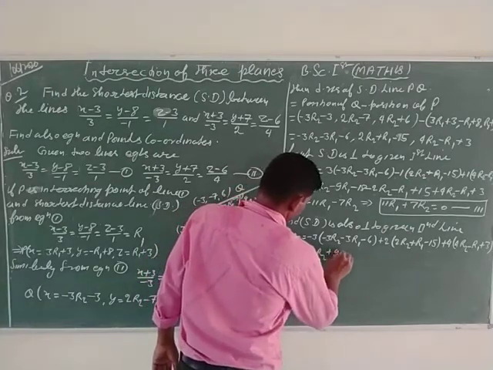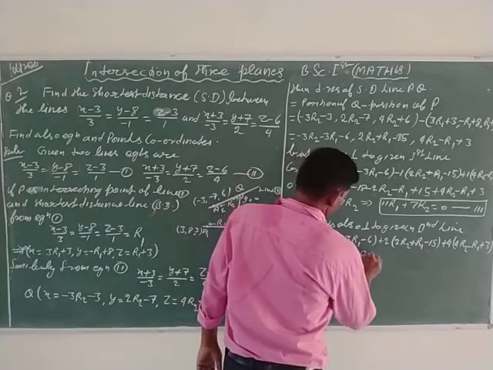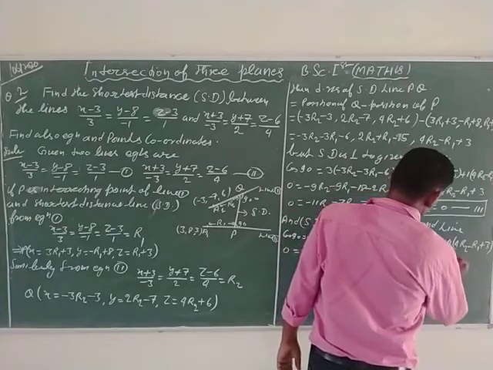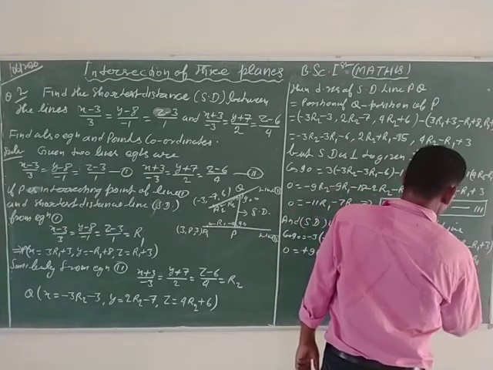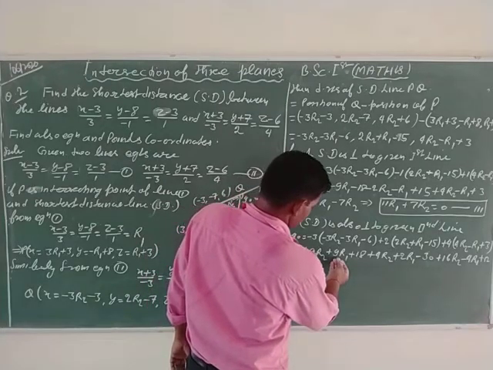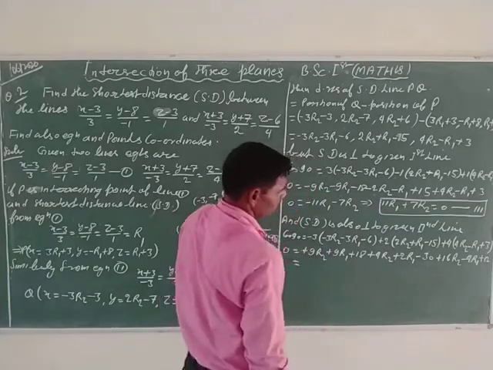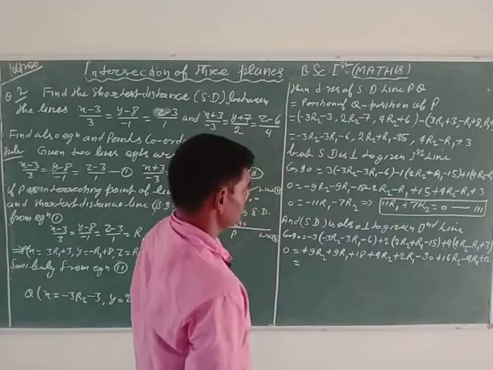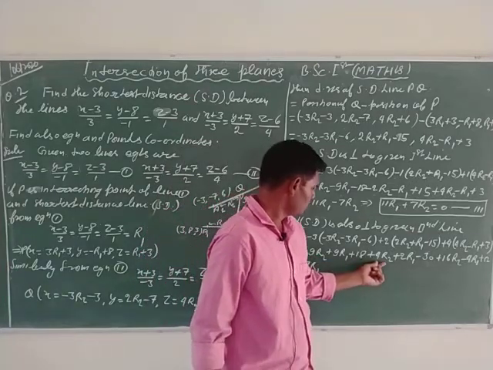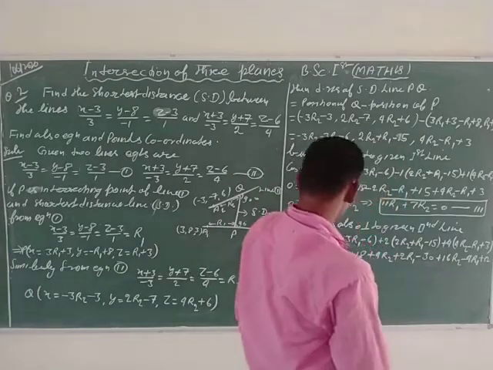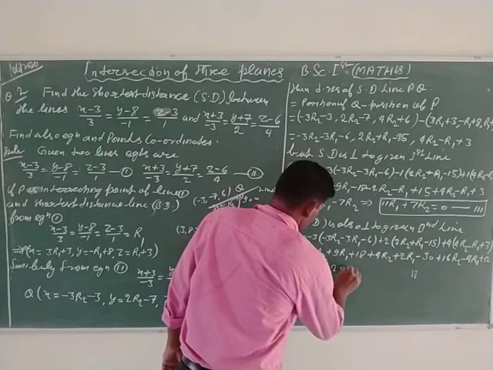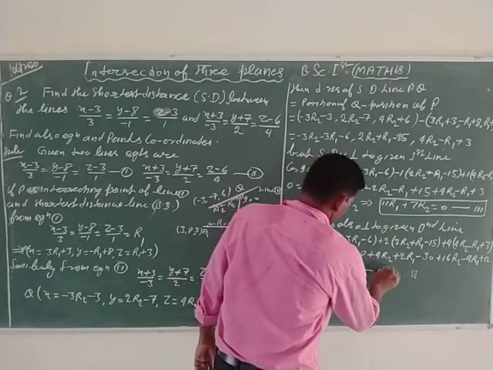Simplify this: it is equal to 9 R2 plus 9 R1 plus 18, and plus 4 R2 plus 2 R1 minus 30, and plus 16 R2 and minus 4 R1 plus 12 is equal to 0. Here 9 R1 and 2 R1 gives 11 R1, and minus 4 R1, so 11 minus 4 is equal to 7 R1. Then 9 R2, 4 R2, 13 R2, and 16 R2, so 13 plus 16 is 29 R2 is equal to 0, represented as the fourth equation.